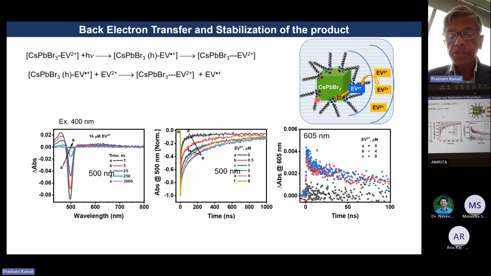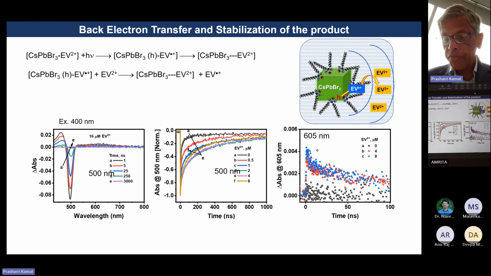We can also study back electron transfer. That means whatever viologen radical is produced here can give back this electron to these holes, and you follow that by following the long-term recovery. So now from picoseconds we are moving into the nanosecond time scale. Here this is 1000 nanoseconds, or a 1 microsecond time scale, and they recover back. If you look at 605 nanometers, we see the same behavior: it decays, but a small fraction escapes this shell, and then it stabilizes down here, and that's what we are looking for.